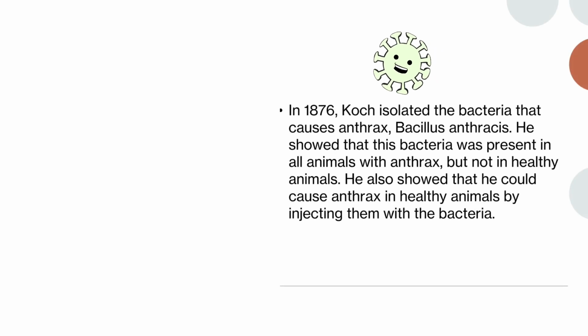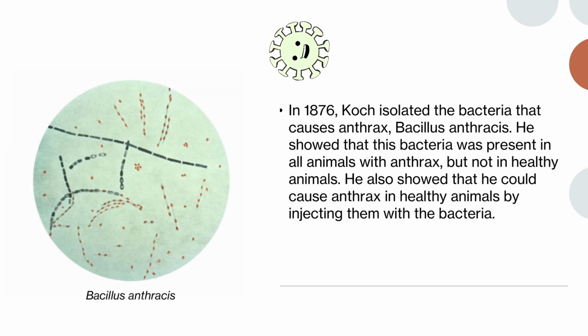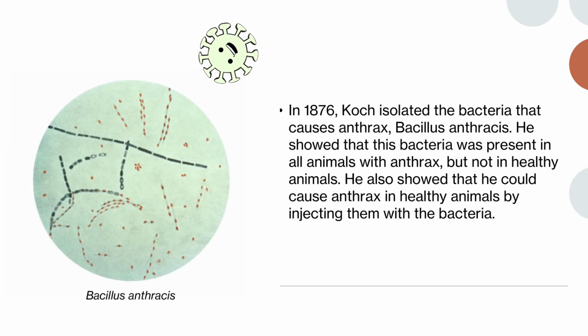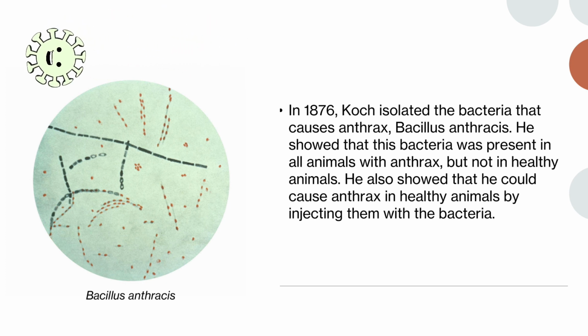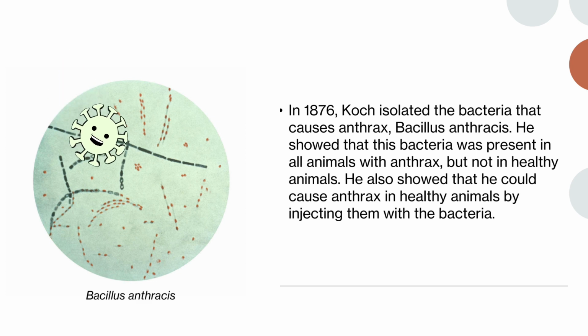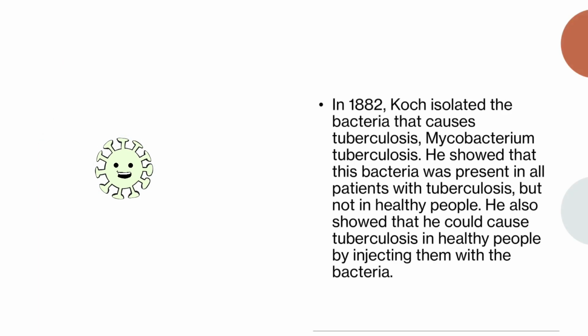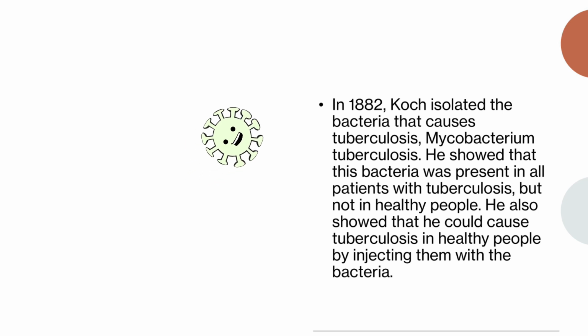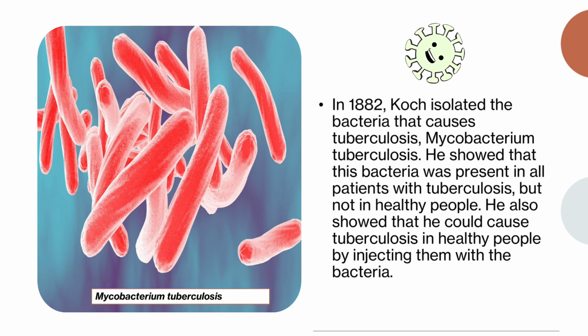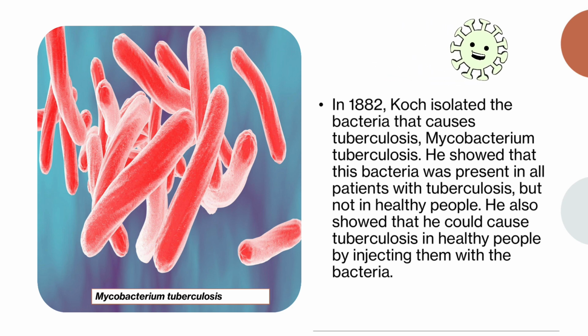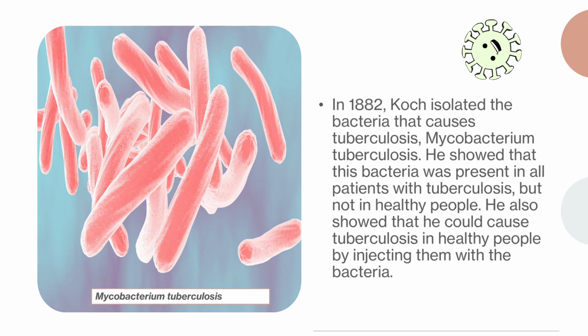In 1876, Koch isolated the bacteria that causes anthrax, Bacillus anthracis. He showed that this bacteria was present in all animals with anthrax, but not in healthy animals. He also showed that he could cause anthrax in healthy animals by injecting them with the bacteria. In 1882, Koch isolated the bacteria that causes tuberculosis, Mycobacterium tuberculosis. He showed that this bacteria was present in all patients with tuberculosis, but not in healthy people. He also showed that he could cause tuberculosis in healthy people by injecting them with the bacteria.